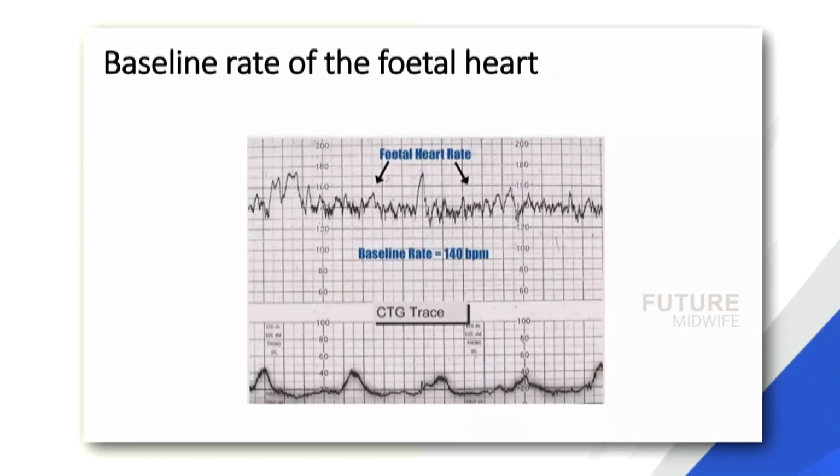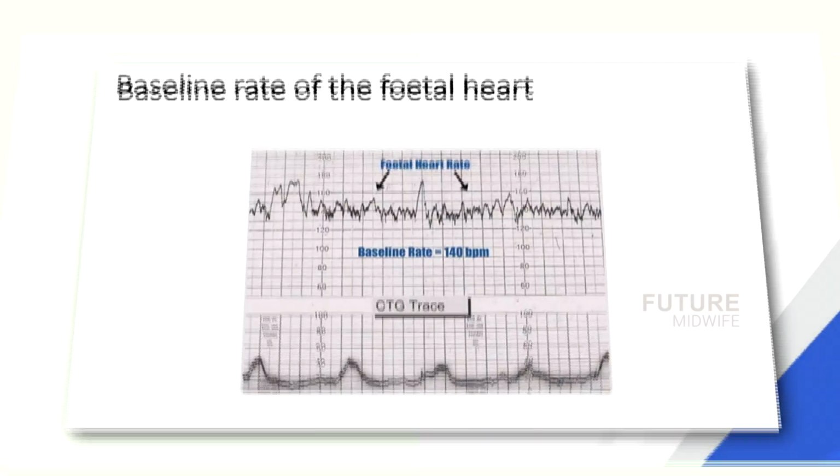Next, we'll see the baseline rate of the fetal heart rate. The baseline rate is the average heart rate of the fetus within a 10-minute window. Look at the CTG and assess what the average heart rate has been over the last 10 minutes. Ignore any accelerations or decelerations. A normal fetal heart rate is between 110 to 150 beats per minute. In this CTG, we can identify the baseline heart rate to be 140 beats per minute.